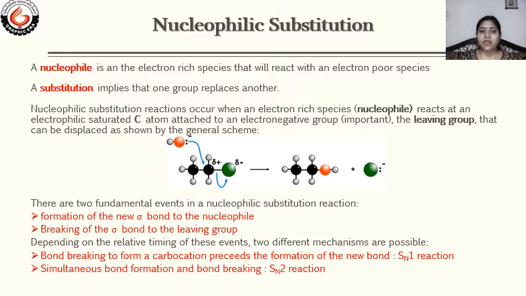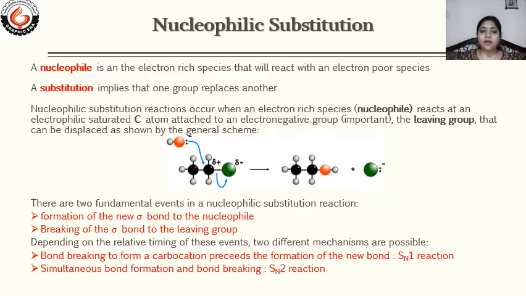So in a nucleophilic substitution reaction, an electron-rich species reacts at an electrophilic saturated carbon atom attached to an electronegative group. That is known as the leaving group. The leaving group is replaced by the nucleophile. So this is known as the nucleophilic substitution reaction.